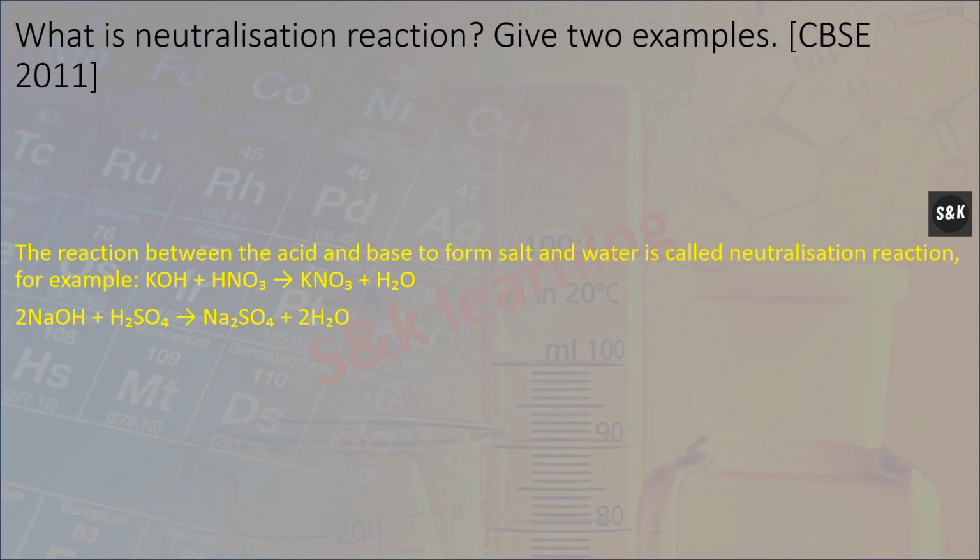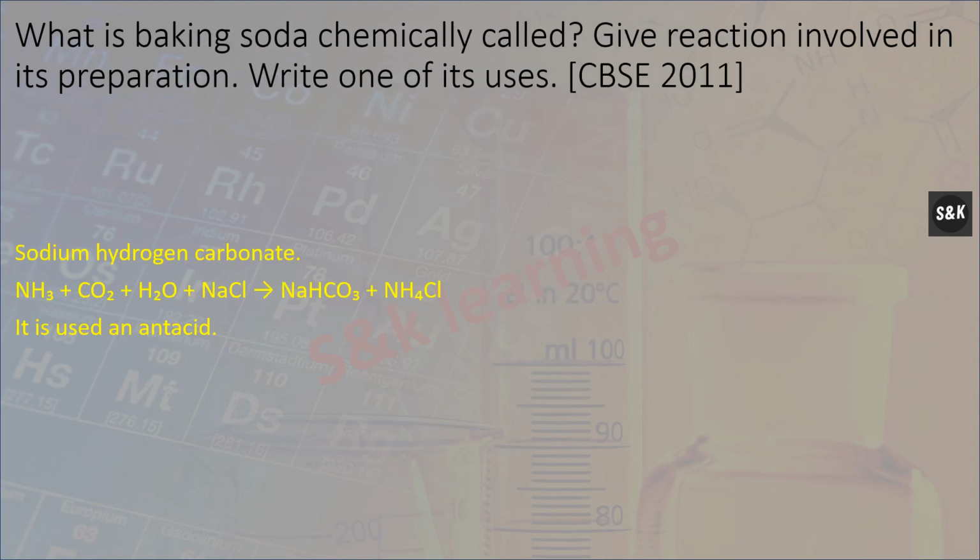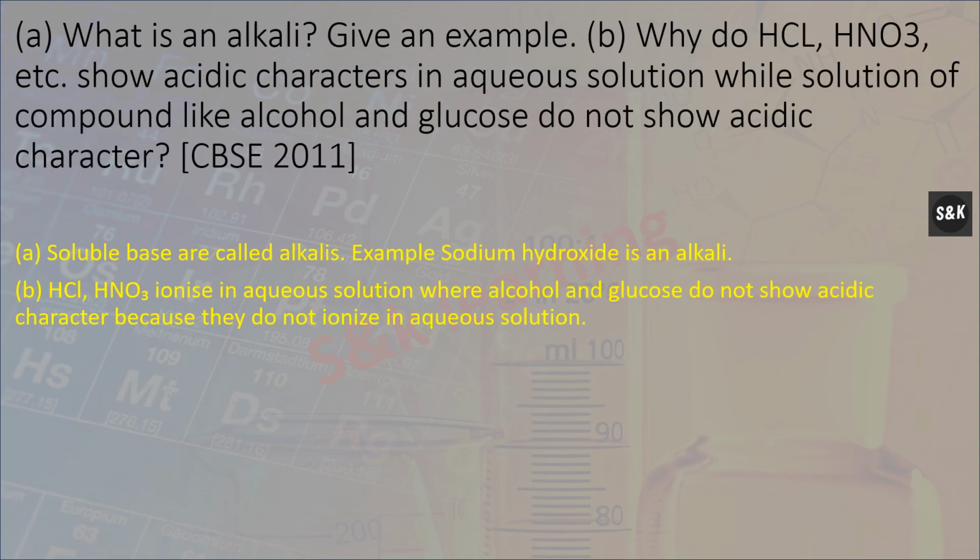What is a neutralization reaction? The reaction between an acid and a base to form salt and water is a neutralization reaction. What is tooth enamel chemically? It is made up of calcium phosphate. What is baking soda chemically called? Sodium hydrogen carbonate. What is an alkali? Give an example. Soluble bases are called alkalis. Example: sodium hydroxide is an alkali.